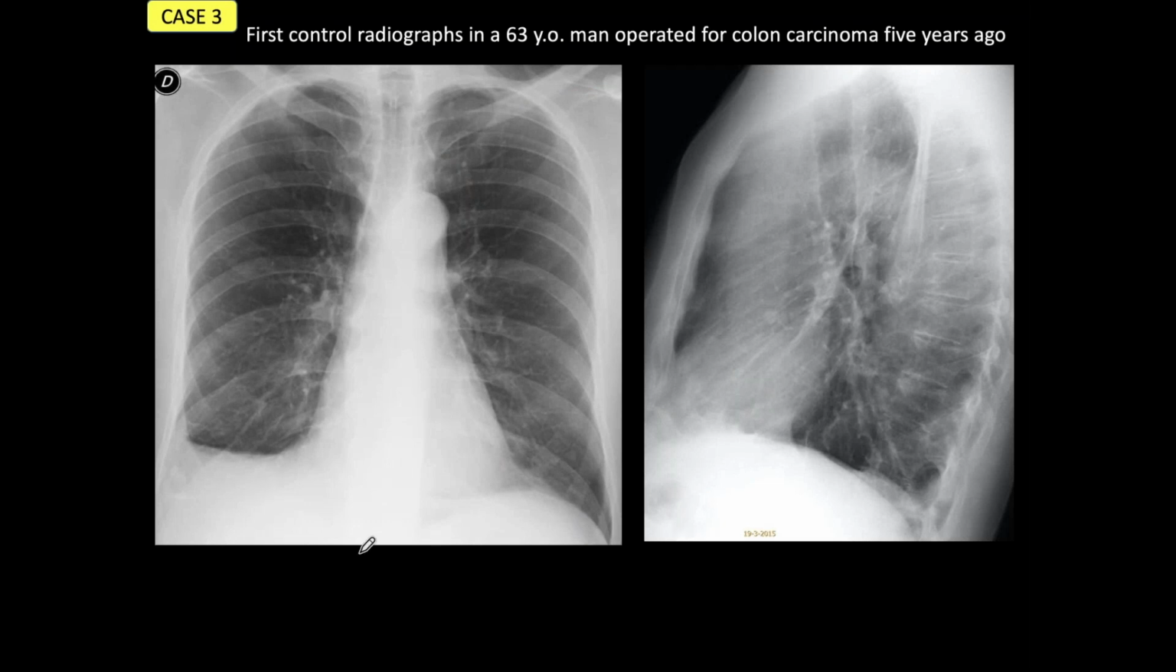Let's go now to case number 3. This is a patient who was operated on for colon carcinoma 5 years ago and has been controlled with CT of the chest, which had been read as normal. And this is the first control radiograph after 5 years of treatment. The patient was obviously asymptomatic.